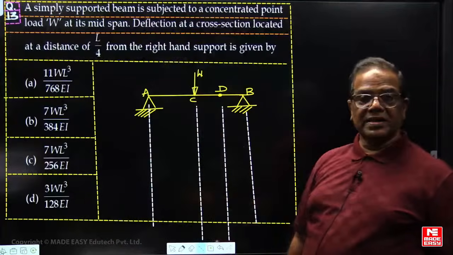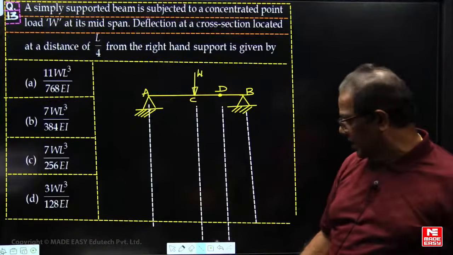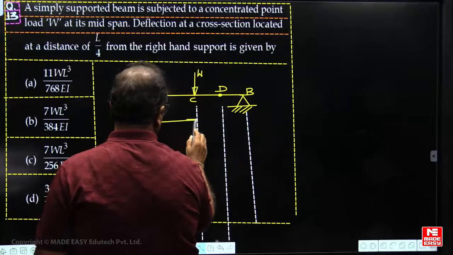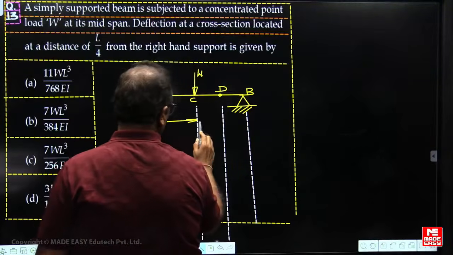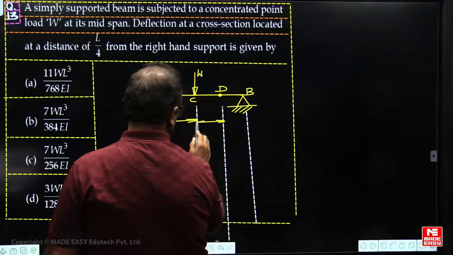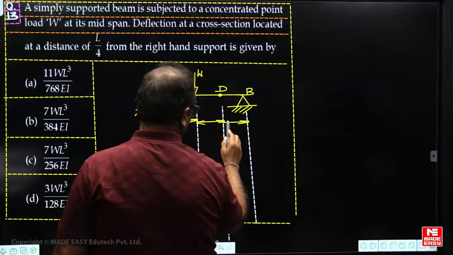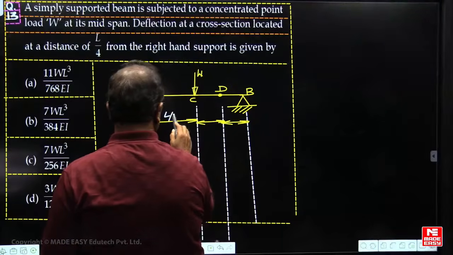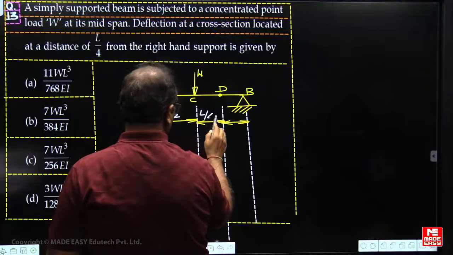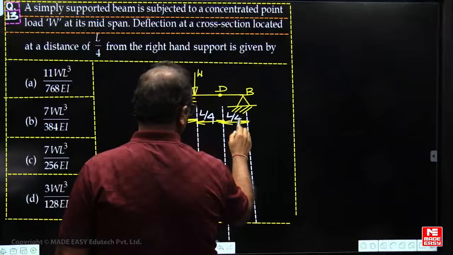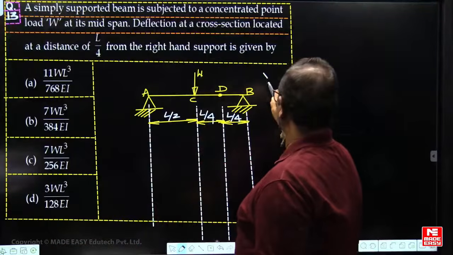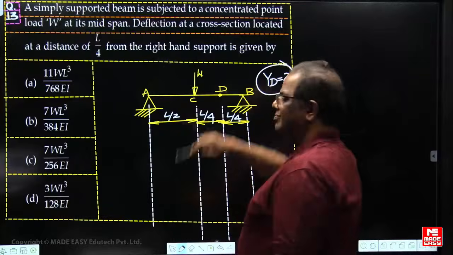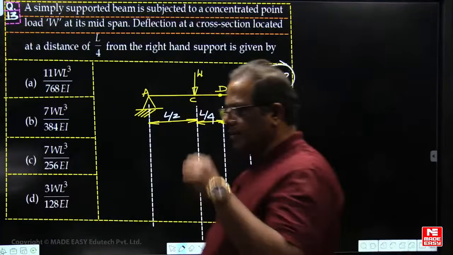Maximum deflection will be at C, but the question is asking for the deflection at D. The spans are L by 2, L by 4, L by 4. Now you have to find out the deflection at D.